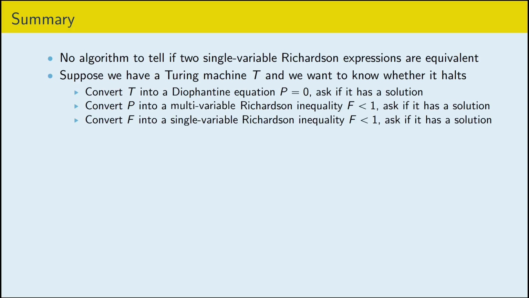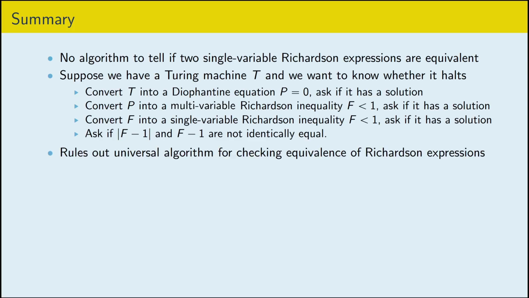Then we convert our multivariable Richardson inequality into a single variable Richardson inequality using our unpairing-like functions that will have a real solution if and only if the Turing machine halts. And finally, we ask the algorithm that we supposed existed if the absolute value of f minus 1 and f minus 1 are equal for all values of the variable. They won't be equal if and only if there's a solution to the inequality, which is if and only if the original Turing machine halts. Together, this would give us an algorithm for solving the halting problem, which we know can't exist, contradicting our assumption that we could have an algorithm for determining whether 2 single variable Richardson expressions are equivalent.